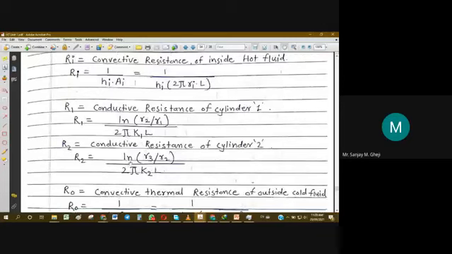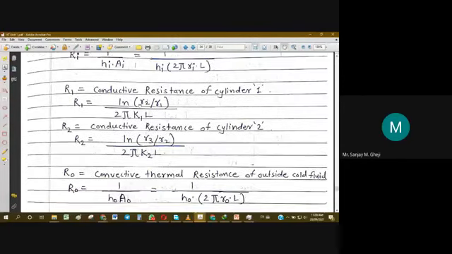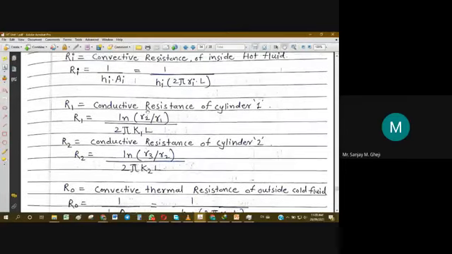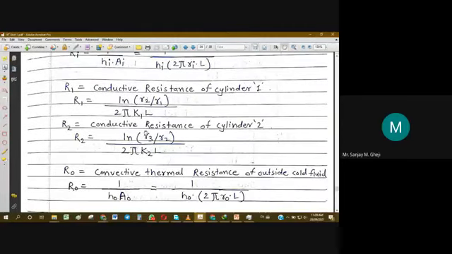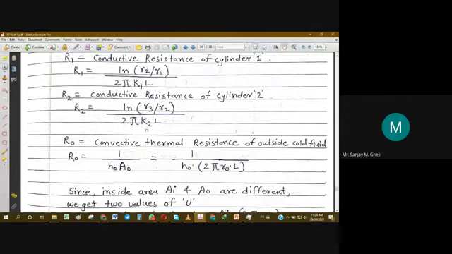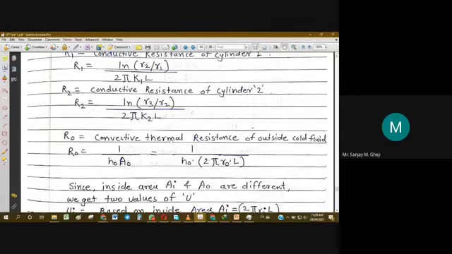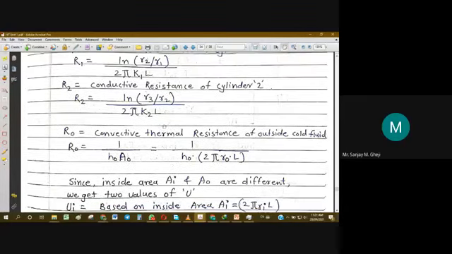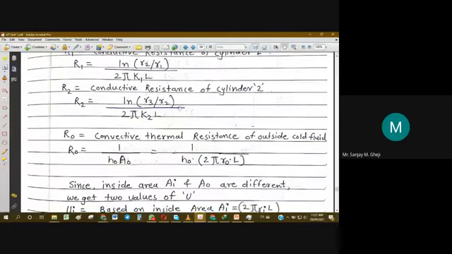So it will be ln of R3 by R2. We have to be very careful about these geometrical parameters while dealing with the cylindrical and spherical problems. So it is ln of R3 by R2 divided by 2 pi K2 into L. Then the convective thermal resistance of the outside fluid will be 1 upon HO into AO, so 1 upon HO into 2 pi RO into L. Length remains the same for all because the tube length is the same.